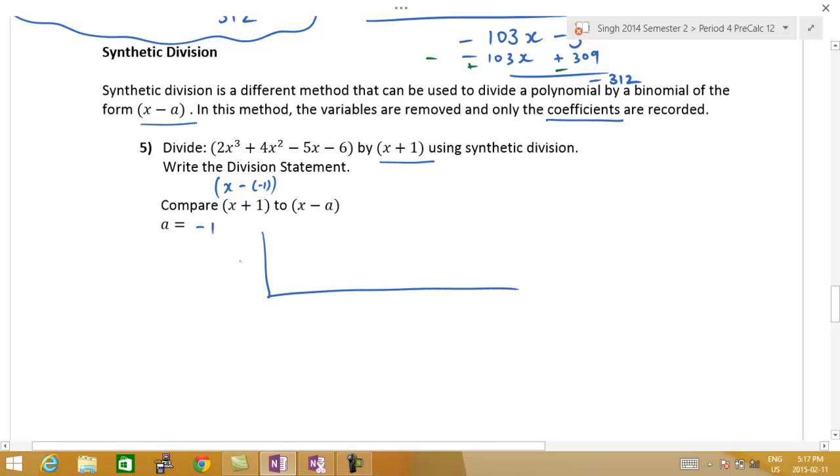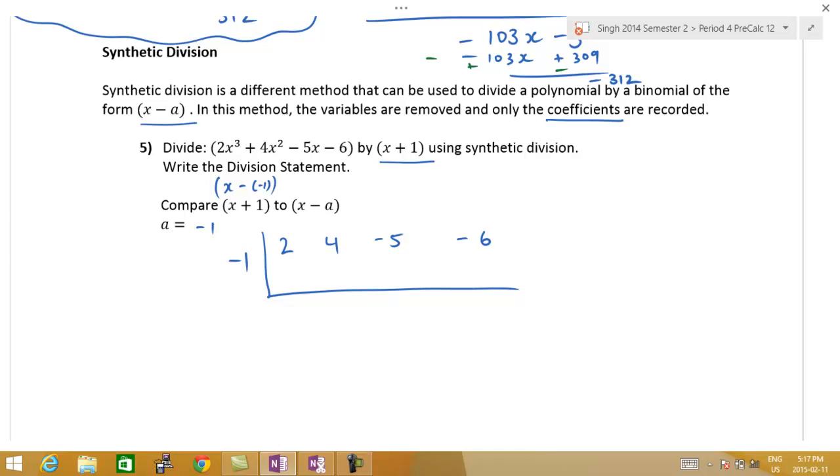Once I've got that a value, this is how I set it up. I simply write down negative 1 on the outside over here, and I write down all the leading coefficients of each of those terms, given that they are already in descending order. So the coefficients are 2, a positive 4, a negative 5, a negative 6. I have to make sure that if I'm missing any of the terms, I fill those in first before I do this step. Once I've done that, it becomes really easy. Here's the process that I'm going to use.